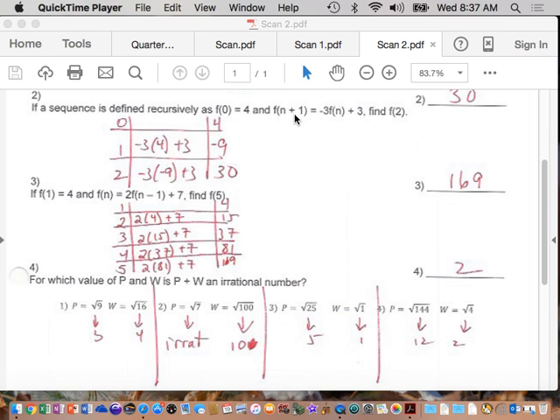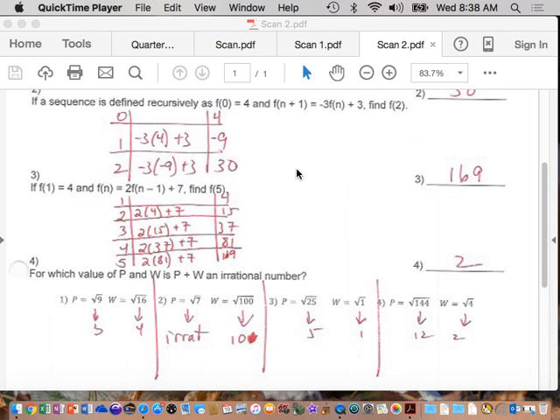See, n always comes before n plus 1. And then I add 3 at the end. So here's -3 times the previous one's output. What was the output to the previous one? It was 4. So it's -3 times 4 plus 3. And you work that out, you get -9. Then this again, the new one is -3 times the previous one. What was the previous one? The output we always mean, -9. So -3 times -9 is 27. 27 plus 3 is 30. So 30 is the correct answer.